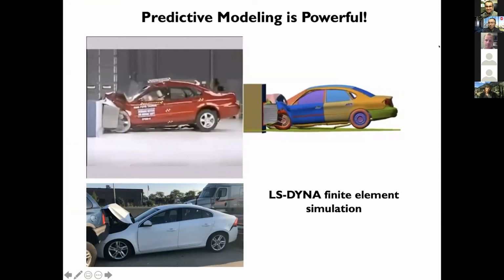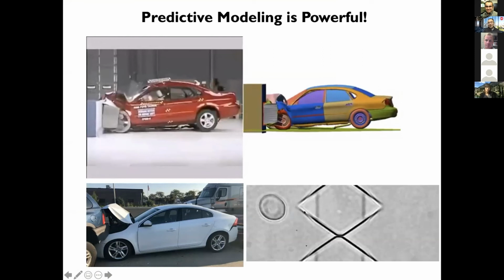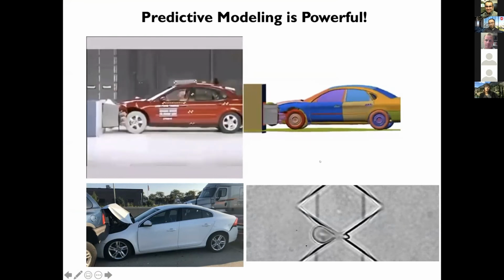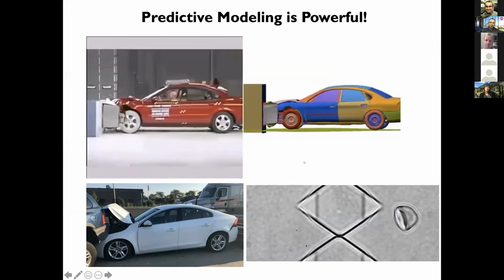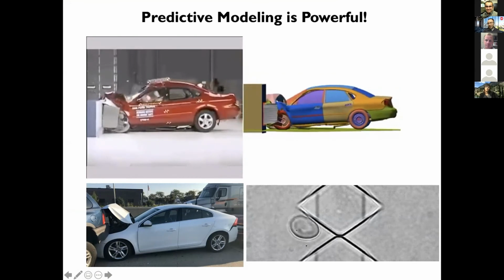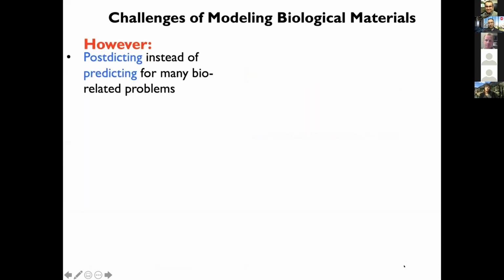However, this is for traditional hard materials. Our challenge is whether we can predict similar behaviors for soft biological material like a cell. Here is a red blood cell passing through a very small constriction. I will show you more about this example. But there are challenges when you go from this car to biological materials because it's very soft, and there are many challenges.